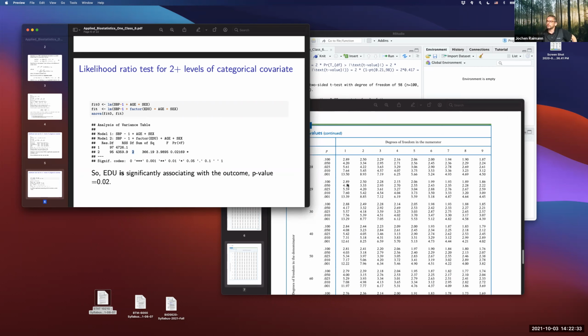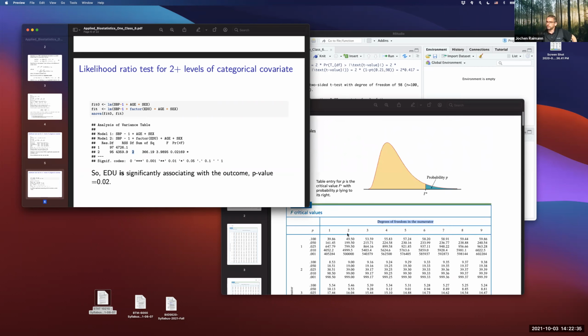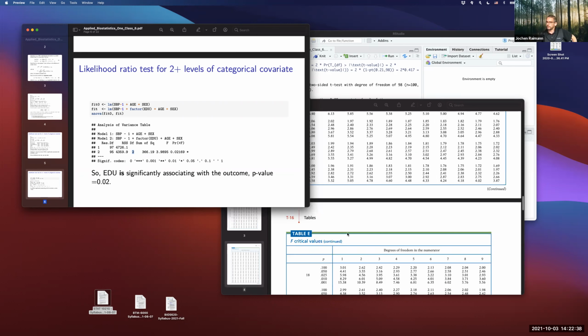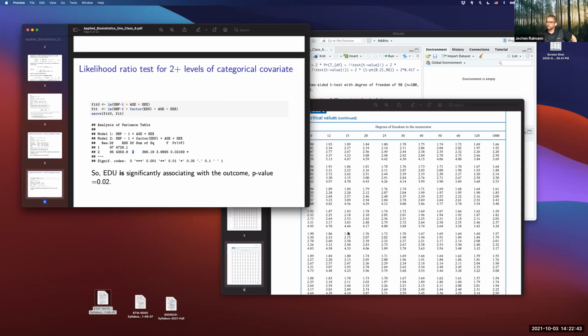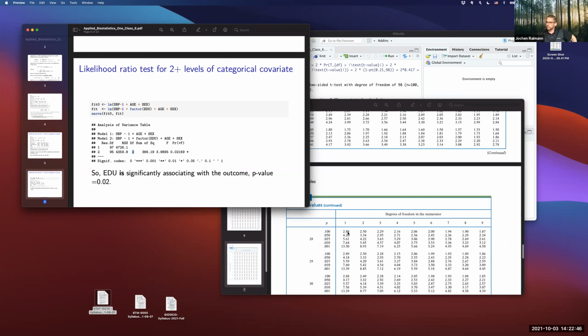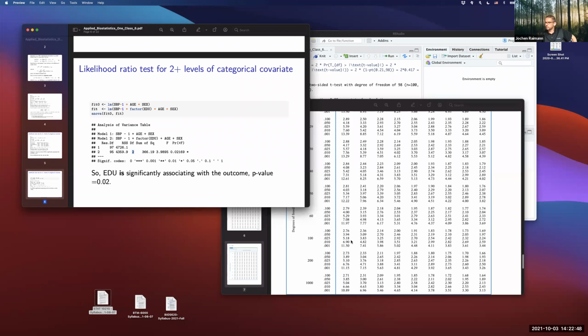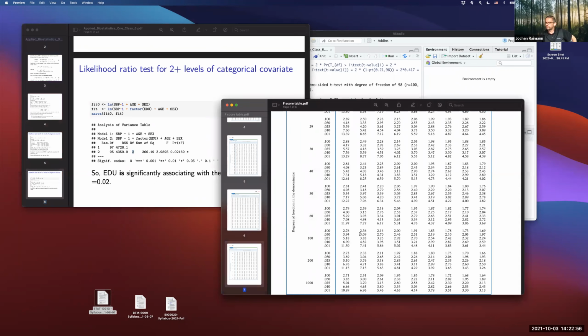So this is 2. This would be here, that would be the second column. And now we're going for the denominator. We are looking now for 95. So our critical threshold here would be, yeah, somewhere in this realm, second column. That would be somewhere in the realm of a p-value of 5% of 3.09. So now with an F of 3.989, we are looking at a p-value of 2%.